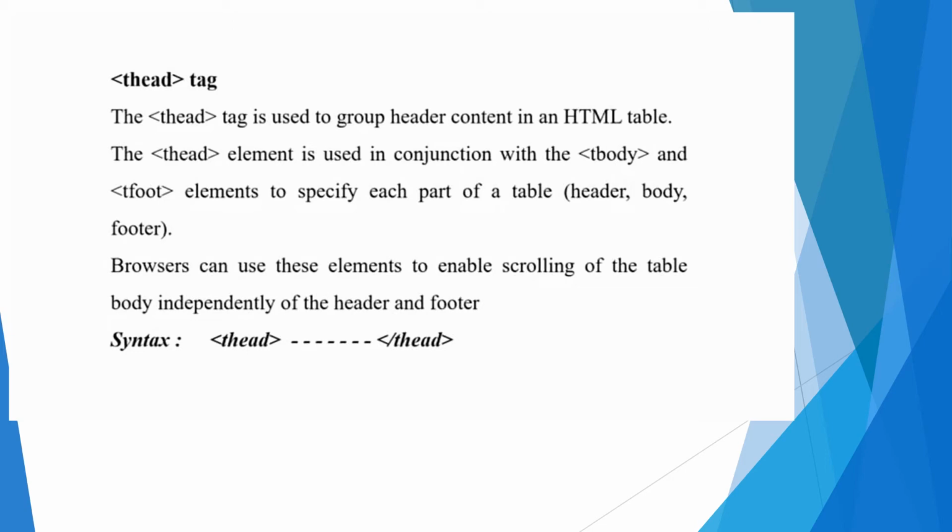We will group those header contents using t-head, and this t-head tag will be used along with t-body and t-foot, to specify each part of the table: header, body and footer. Browsers can use these elements to enable scrolling of the table body independently of the header and footer. Why are we using these t-head, t-body and t-foot?